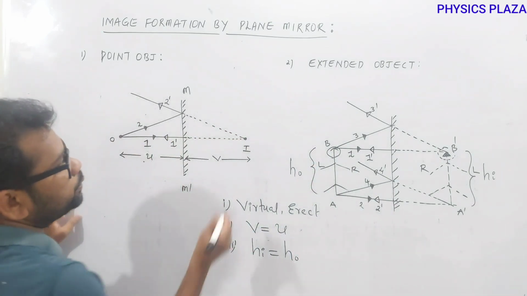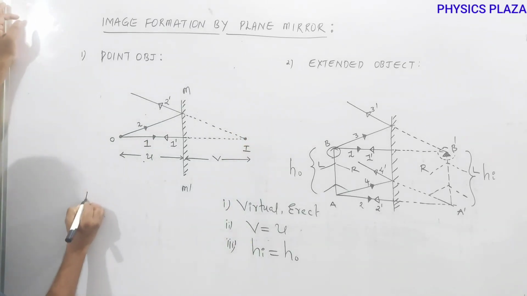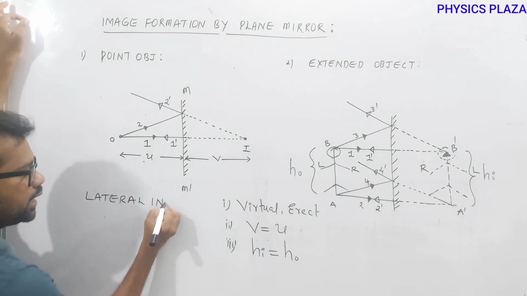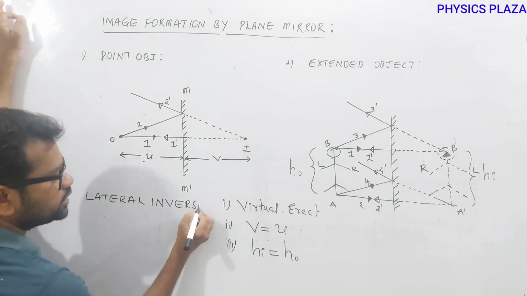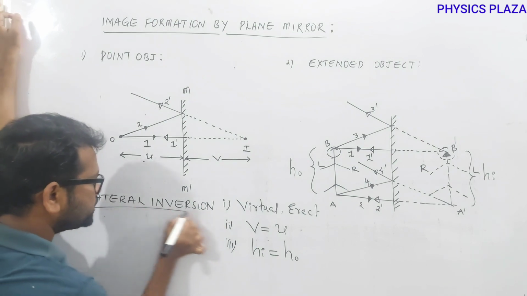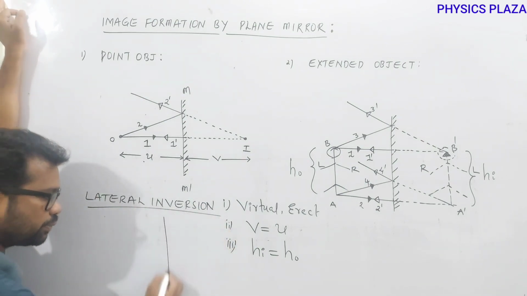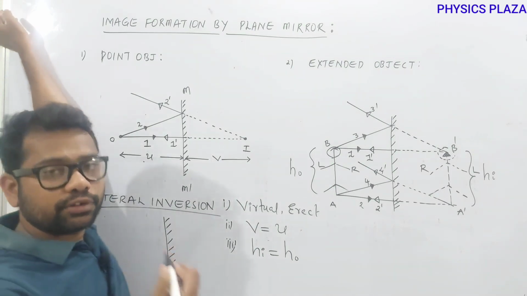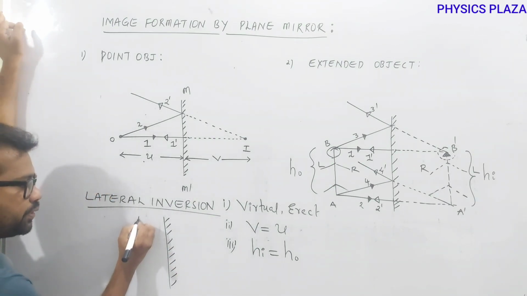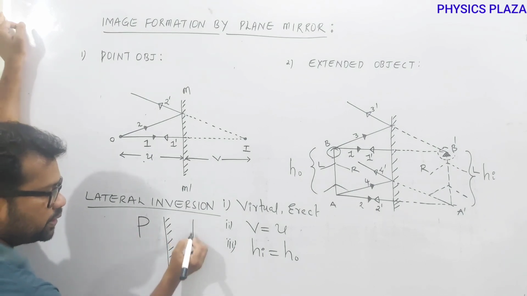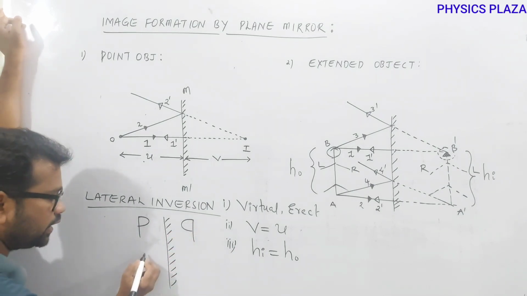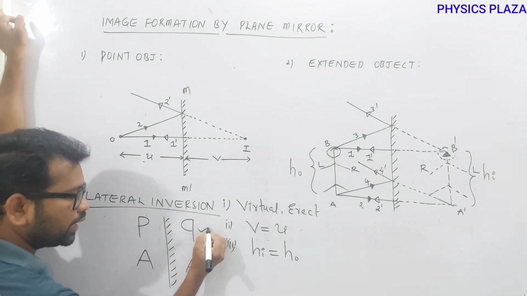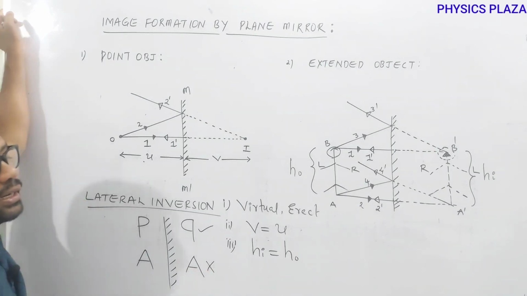Children, it's very important. Let me put it here: this is lateral inversion. In the examination, they may ask you based on the alphabets also. Which alphabets show lateral inversion and which do not? For example, let us take a P. This P appears like this. And let us take A. A appears like A only. So this one is showing lateral inversion, and here it is not shown.